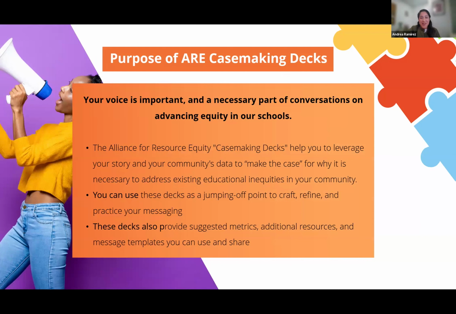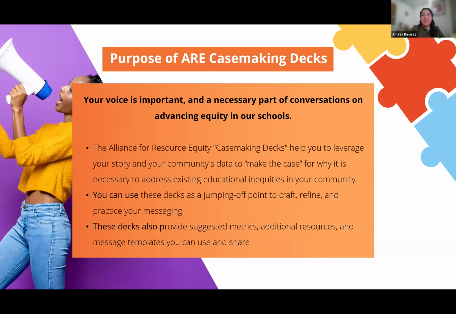So what are the ARE case-making decks and what is its purpose? So we know that our voice is important and a necessary part of conversations on advancing equity in our schools. So the purpose of these ARE case-making decks is to help you leverage your story and community's data to make the case for advancing resource equity. It's kind of a starting point to craft and refine your messaging and includes suggested data, metrics, and templates you can use to communicate your point effectively.